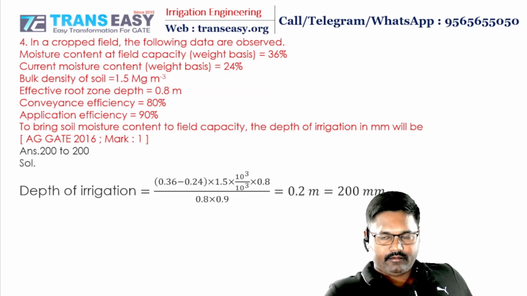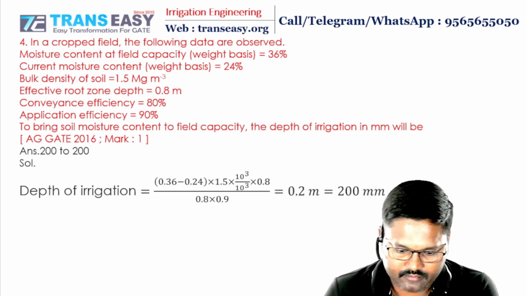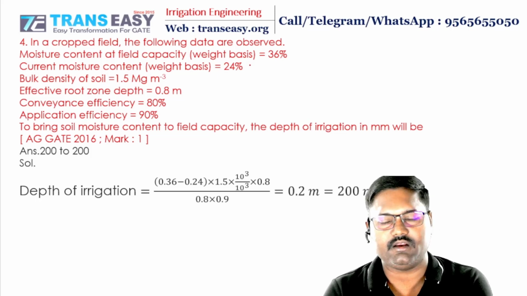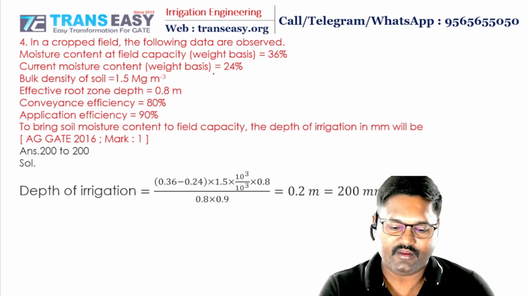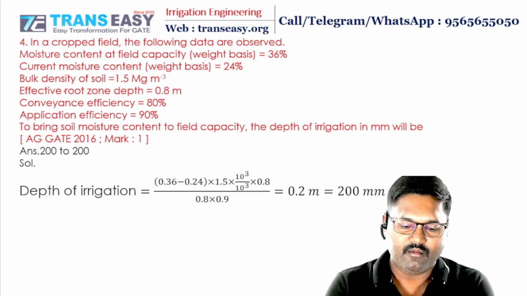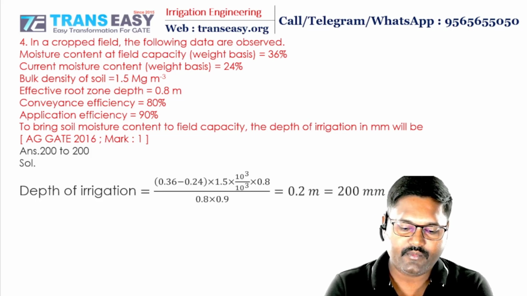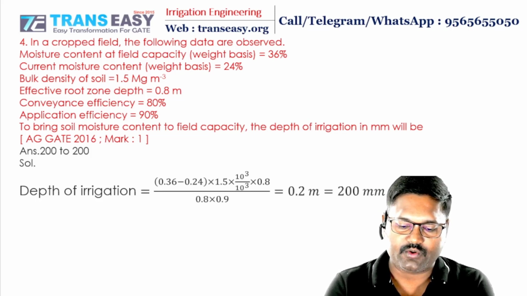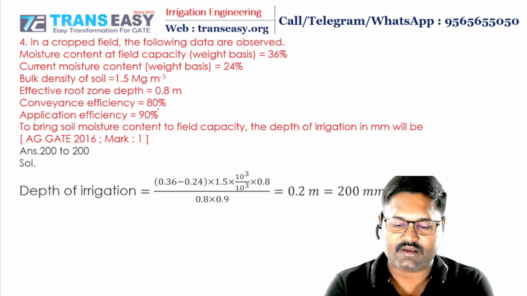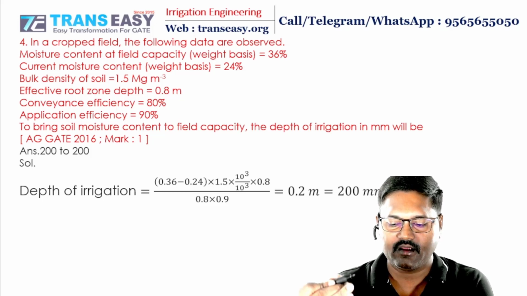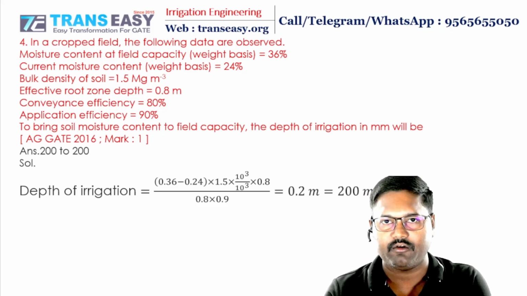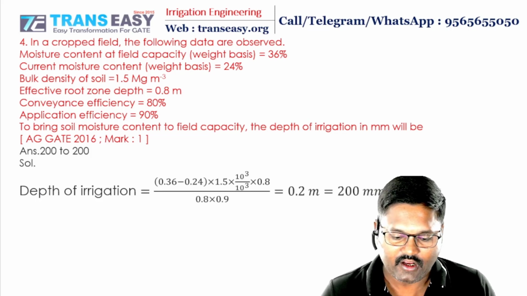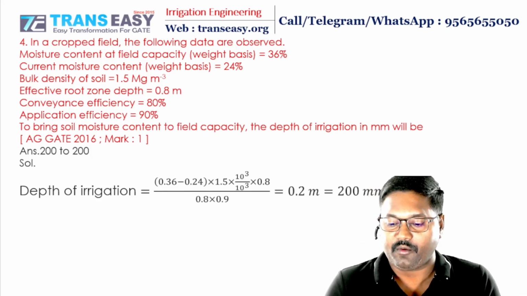In a cropped field, the following data are observed. Moisture content at field capacity on weight basis 36%. Current moisture content on the basis of weight 24%. Bulk density of the soil 1.5 megagram per meter cube. Effective root zone depth 0.8 meter. Conveyance efficiency 80%. Application efficiency 90%. To bring soil moisture content to field capacity, depth of irrigation in mm will be. Depth of water diverted to conveyance system is actually required.